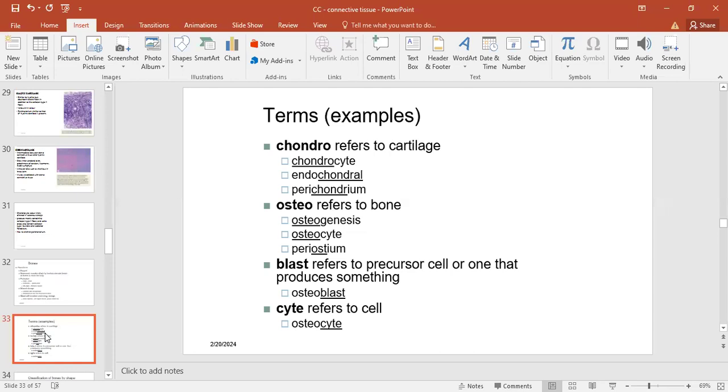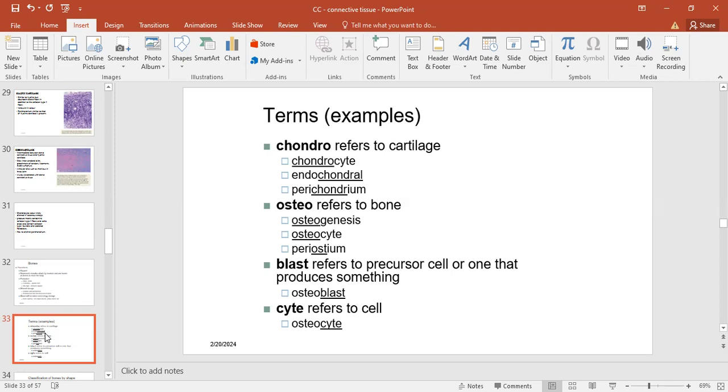We're going to look at some terms that you're likely to find. This is a combination of terms that are used for cartilage and bone. So when you hear a word starting with chondro or even ending with chondro, then we're talking about cartilage. Chondrocyte: cyte means cell. So chondrocyte means cartilage cell or cell of cartilage. Endochondro, inside the cartilage. Perichondrium, that means the covering of cartilage.